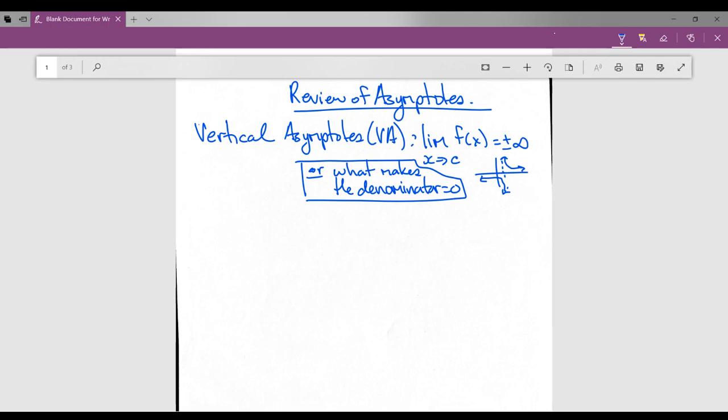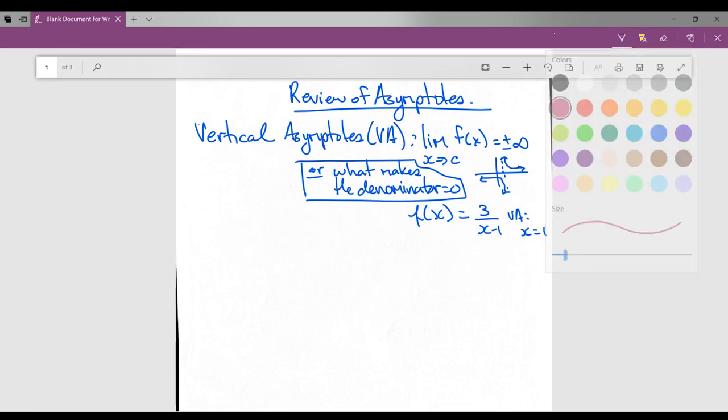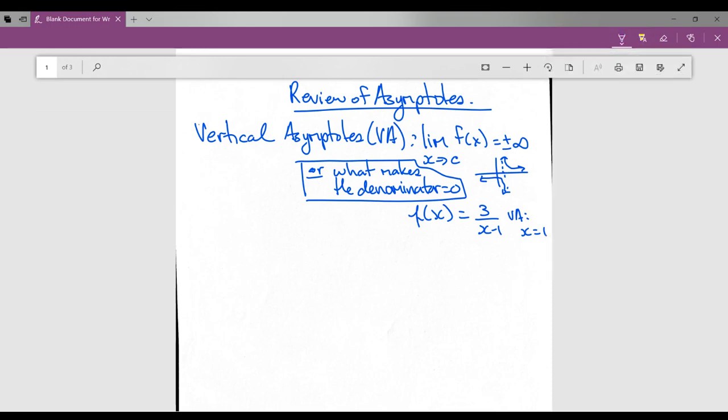So for instance, an example, very straightforward, 3 over x minus 1, the vertical asymptote would be x is equal to 1, because that makes the denominator equal to 0. All right. Then you learned about horizontal asymptotes. Again, I'm going to abbreviate them HA.